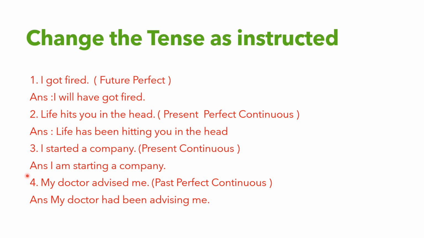Refer to the table. The fourth example, my doctor advised me, past perfect continuous tense. So the answer is my doctor had been advising me. So had been advising is the past perfect continuous. If you remember the form, subject plus had plus been plus ing form of the verb. You will have to refer to the table, learn the table very, very well in order to understand the concept of tenses.